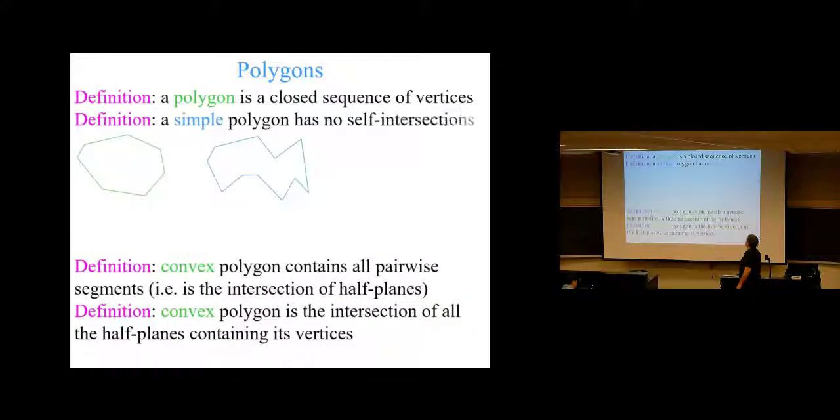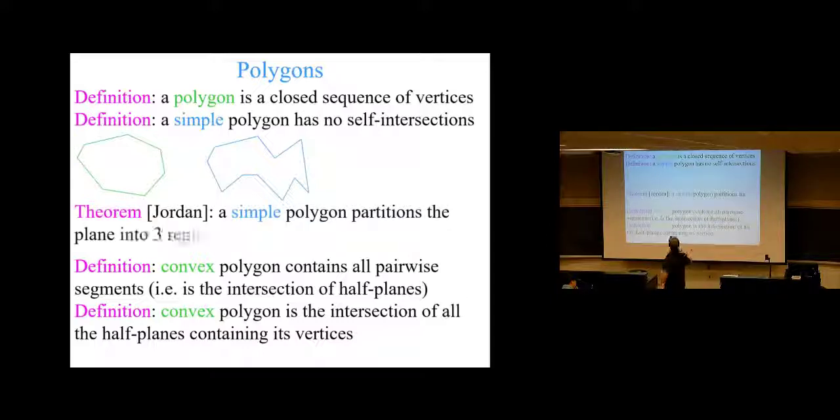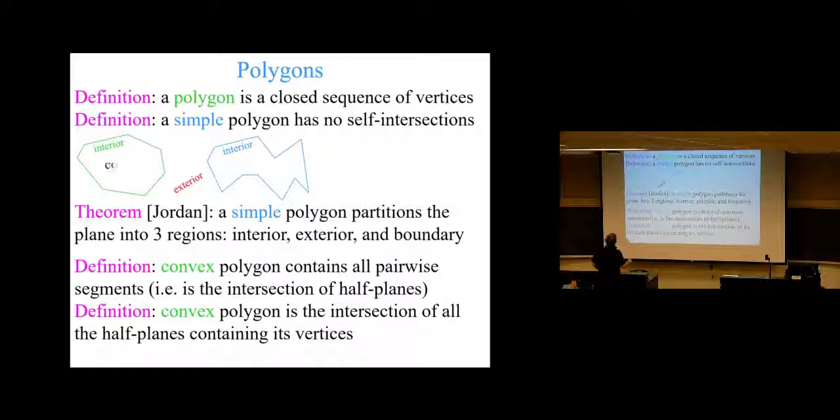So speaking of polygons, let's talk about polygons. A polygon is a closed sequence of vertices like that, where the last connects to the first. A simple polygon has no self-intersection. These polygons can intersect themselves, and then they're not simple. It has an interior and exterior. It can be convex and non-convex.